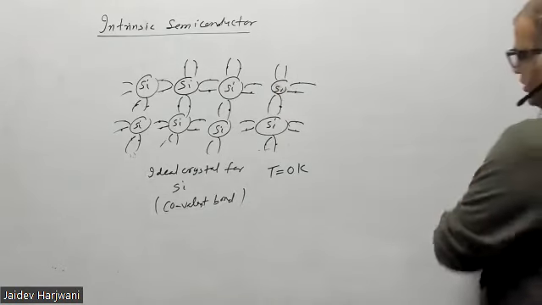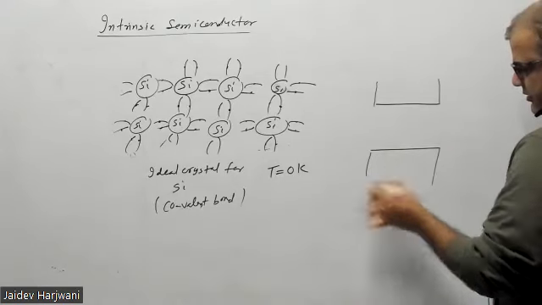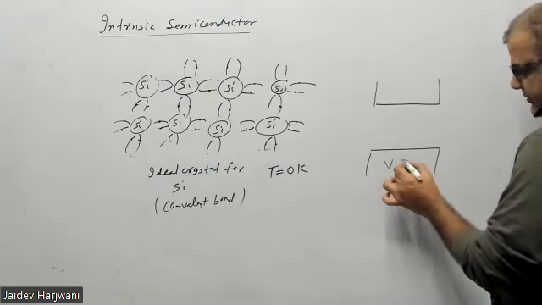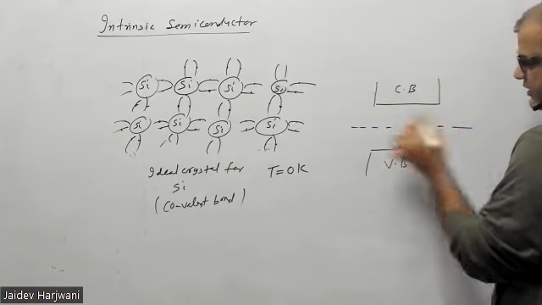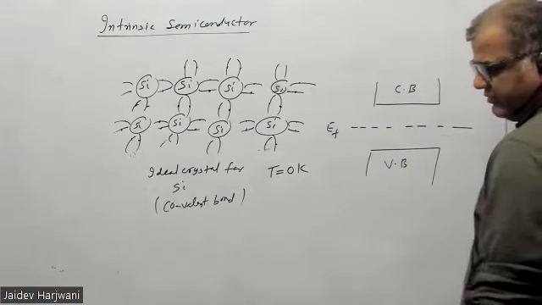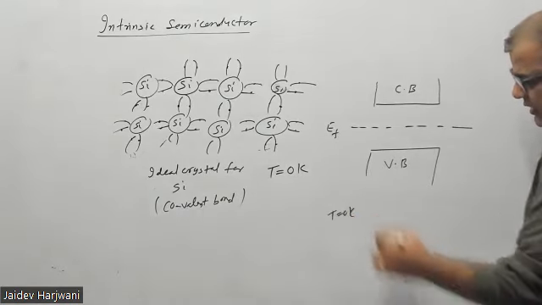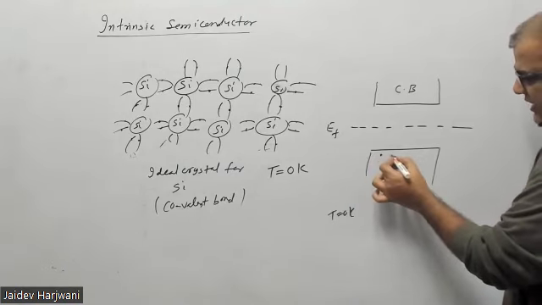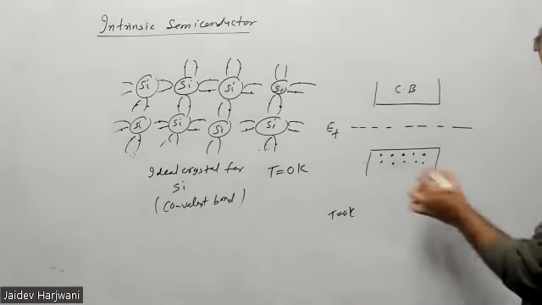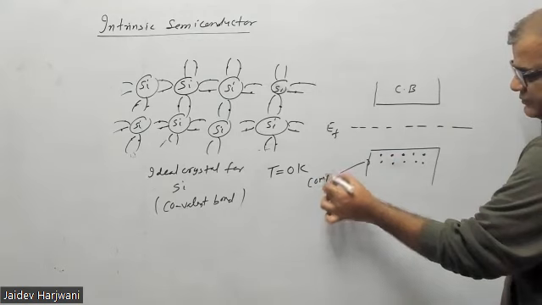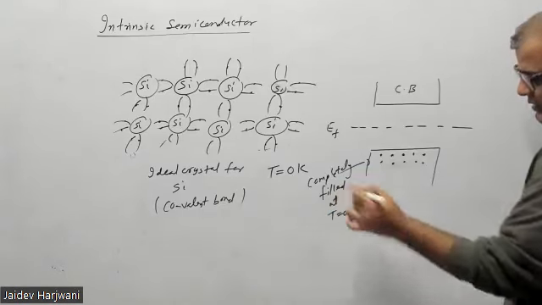If I draw the energy diagram of this semiconductor, this is your valence band and this is the conduction band, and somewhere here is the Fermi level, at the middle of the gap in an intrinsic semiconductor. At T equal to 0 Kelvin, the valence band is completely filled.